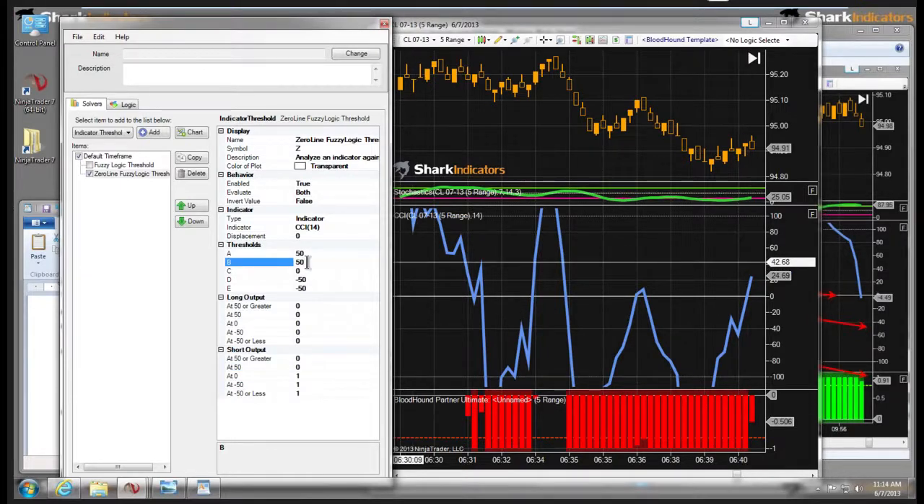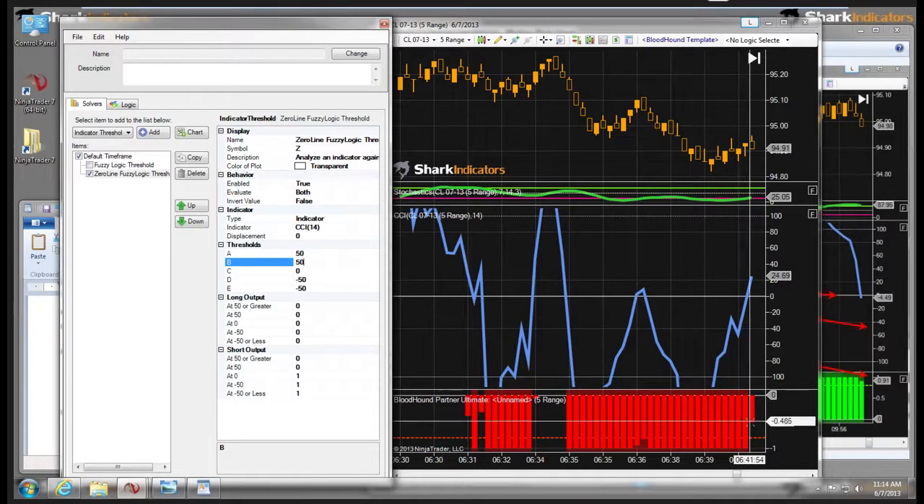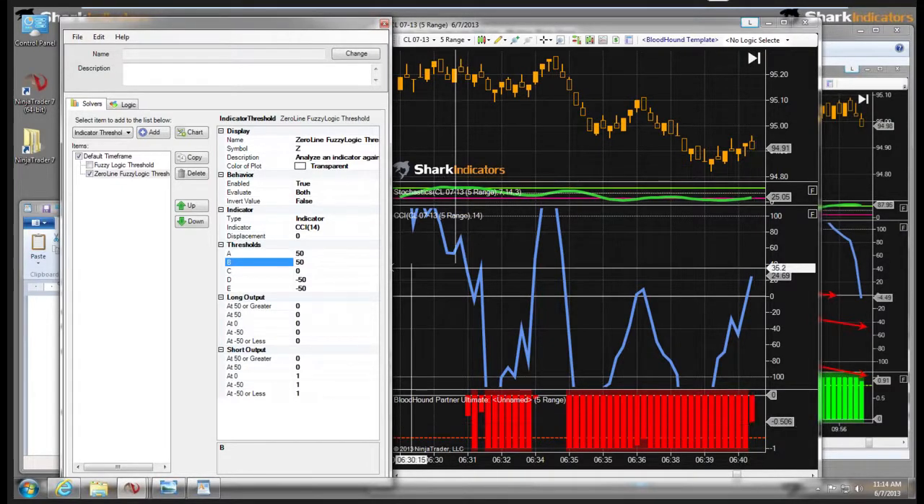Now the next step is how do you control the outputs scaling, based on the ratio that BloodHound is calculating? BloodHound is calculating this ratio between 0 and 50 and between 0 and -50. Well, it's easy. Essentially, you just change the numbers of B and D in this case. So you change the number between 0 and 50.